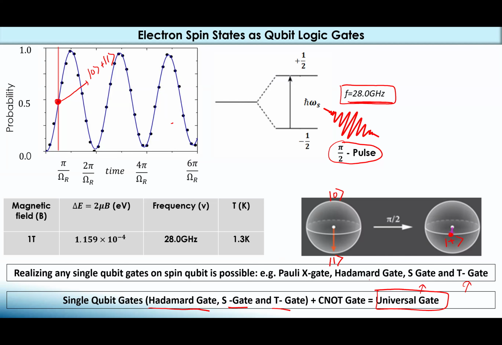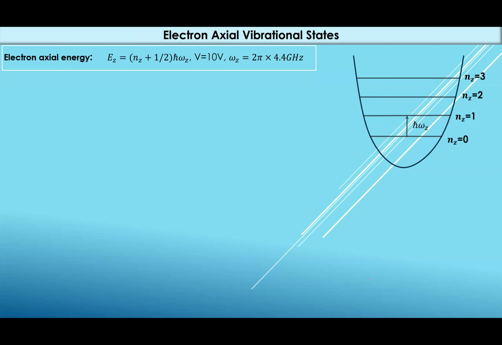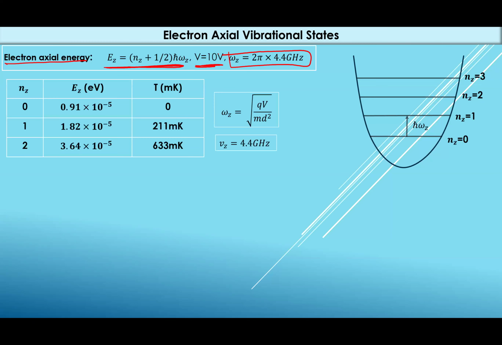Clear up till here? So this is some kind of repetition only. Now, how to do the computation? For the computation, I'm going to use the vibrational motion. If I calculate the electron axial energy, it is the same as for calcium plus ions. So you can see this is the energy. And if I keep some voltage, then this frequency is this much, 4 gigahertz, as I told you already.